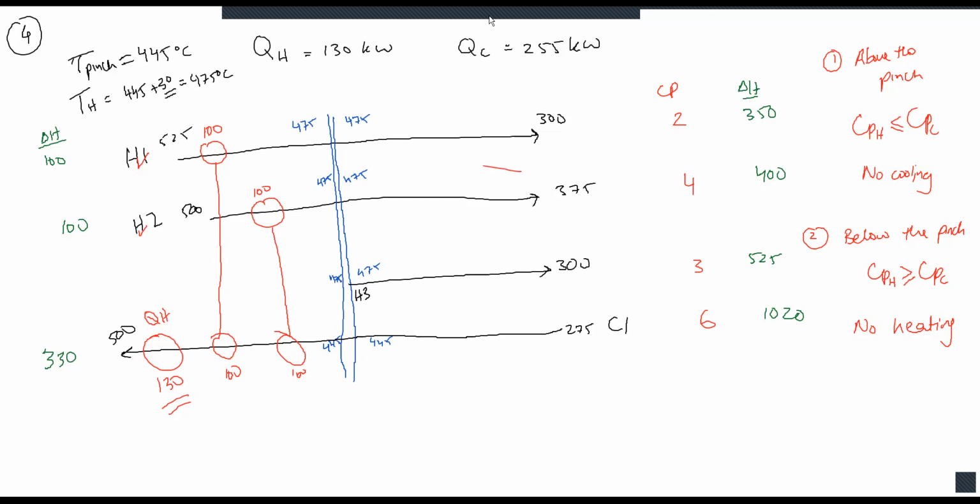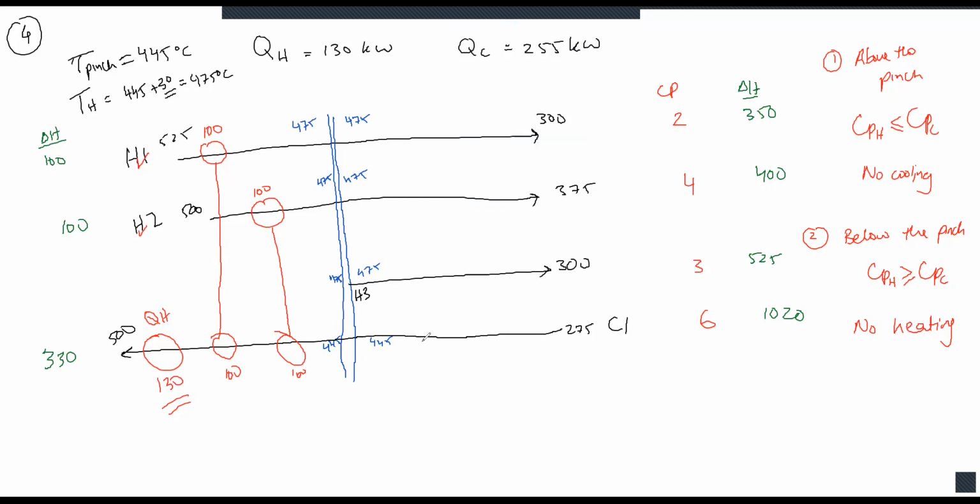So below the pinch, CP hot has to be greater than CP cold. And if you look here, all the CP hots, 2, 4, and 3, they're all less than 6. So technically, I cannot connect any of them. However, I cannot heat below the pinch, so I need to get rid of this energy somehow. I need to get rid of this 1020 somehow, right?